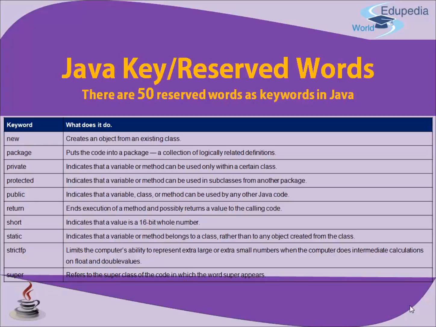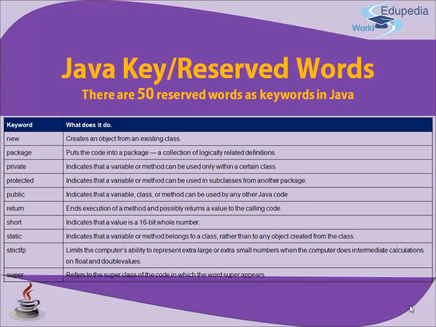Then you have return, that ends execution of a method and possibly returns a value to the calling code. Then you have the short data type. Basically this is a data type short, which indicates that a value is a 64-bit whole number. Then you have static, which indicates that a variable or method belongs to a class rather than to any object created from the class.